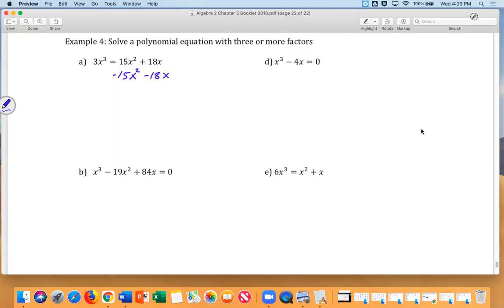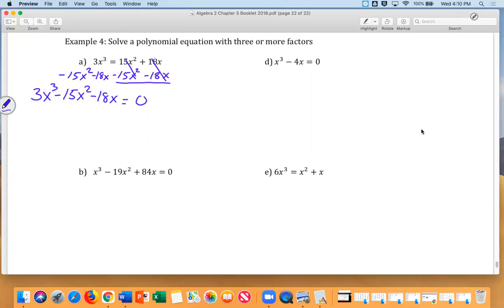All right. So what do I mean by that? Well, my highest degree is 3. So I want to get everything to the side with the 3. I could move that to the other side, but then I'd have to kind of divide by a negative. That's more work for me. So I am going to set my right side equal to 0. My left side becomes 3x cubed. There's no like terms, so it's 3x cubed minus 15x squared minus 18x.